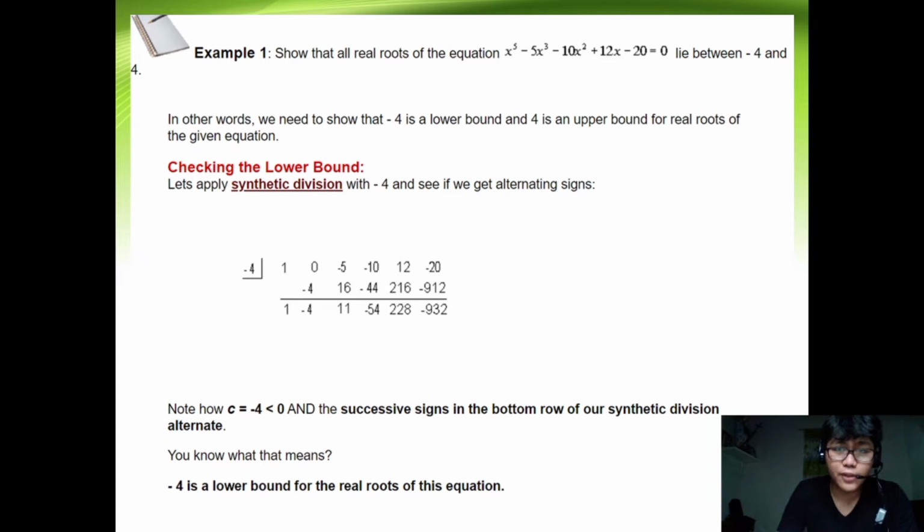Show that all real roots of the equation x^5 - 5x^3 - 10x^2 + 12x - 20 = 0 lie within bounds. Let's apply synthetic division with negative 4. Just write the leading coefficient of each term: 1, 0, -5, -10, 12, -20. As you can see in the lower bound, the second line is 1, -4, 11, -54, 228, -932, which shows the signs alternate, positive, negative.